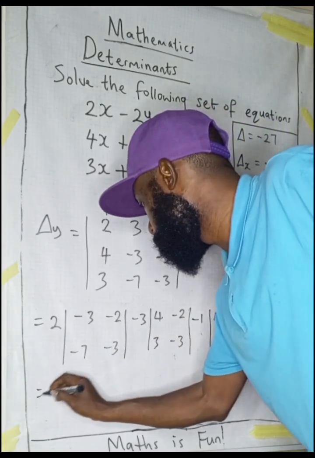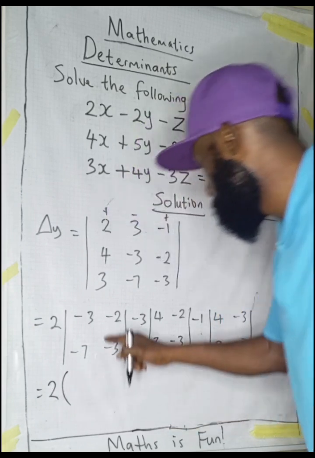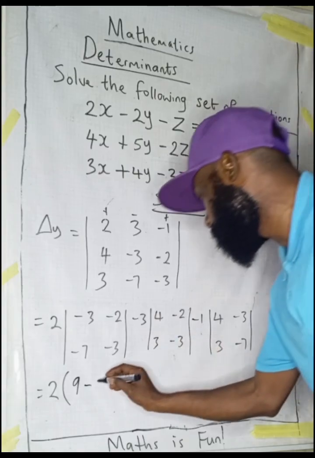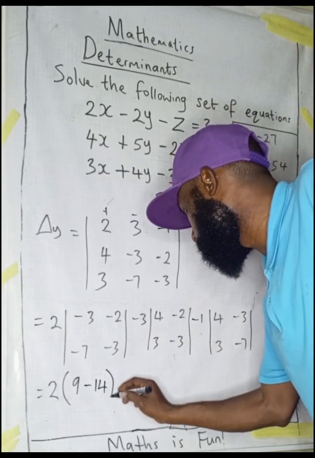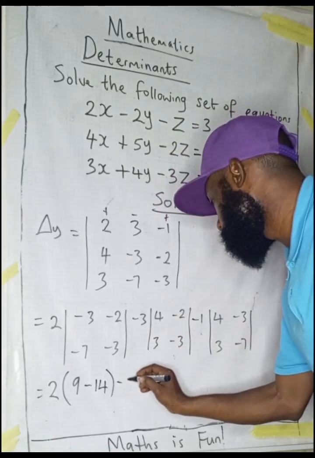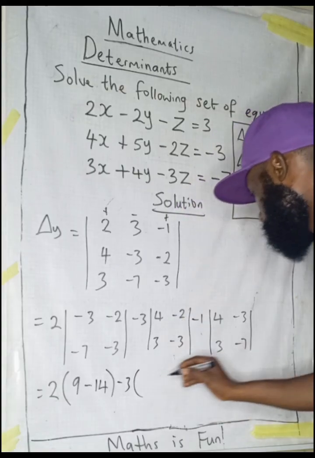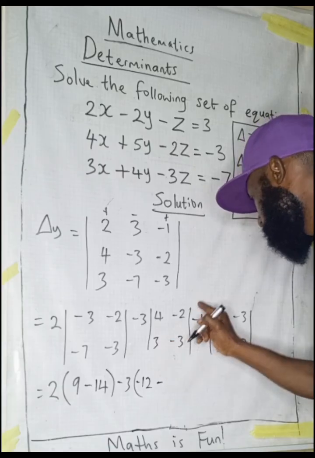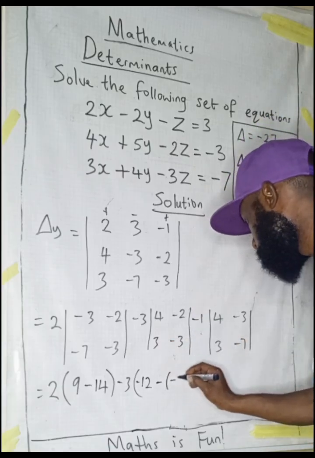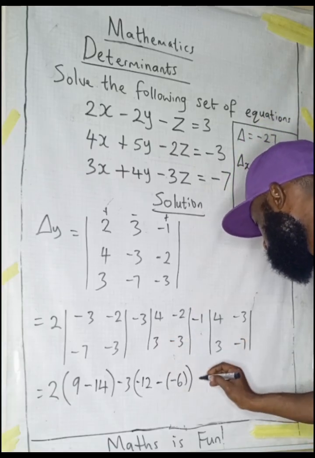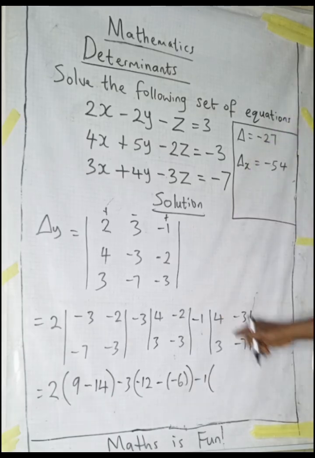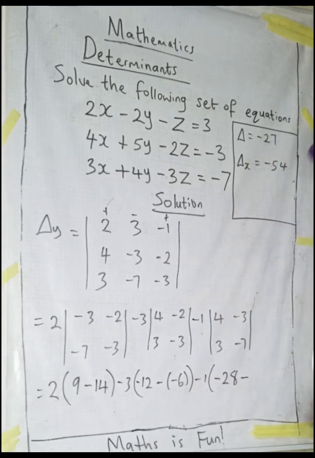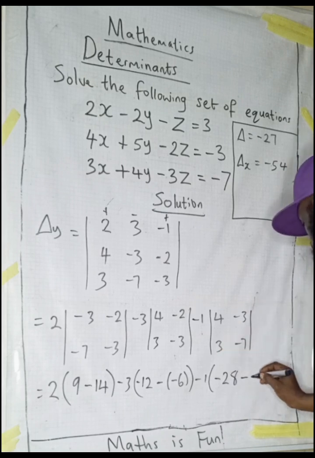We continue. This will be 2 times: multiply this way, we have 9; minus, multiply this way, we have 14. 9 minus 14, minus 3. Multiply this way, we have minus 12. Minus, multiply this way, we have minus 6. Minus 1. Multiply this way, we have minus 28. Minus, multiply this way, we have minus 9.